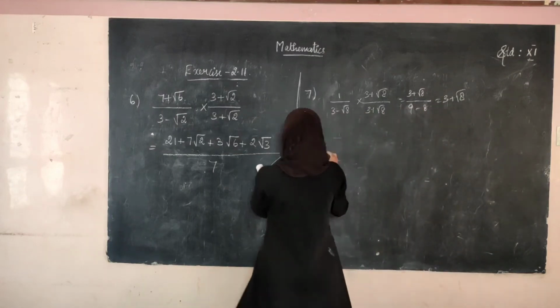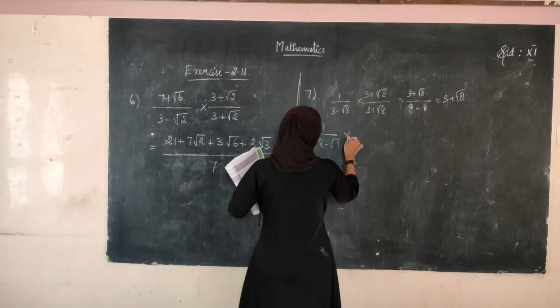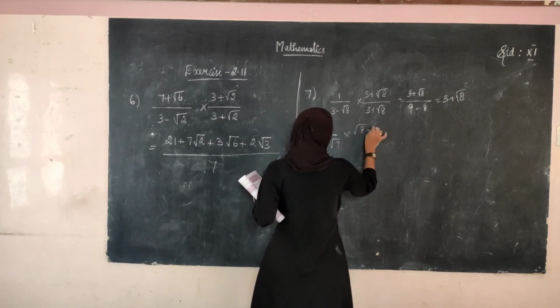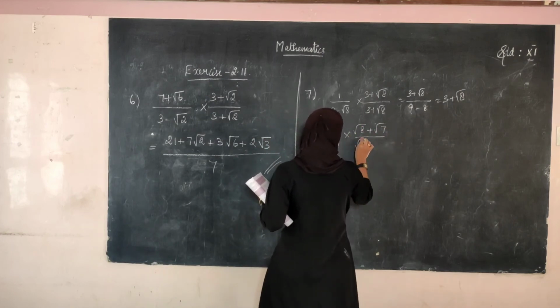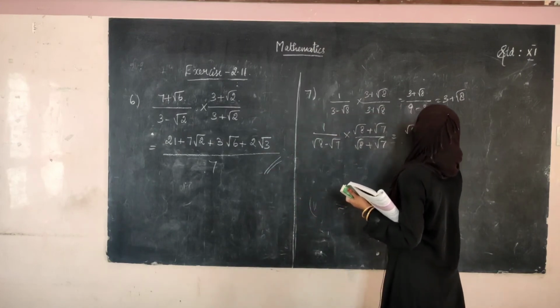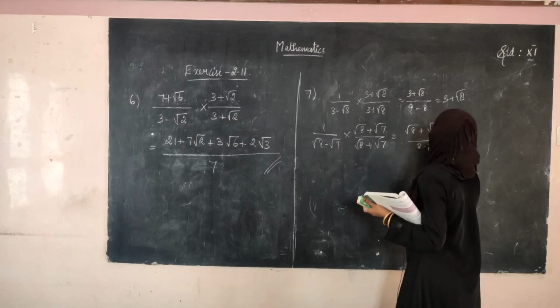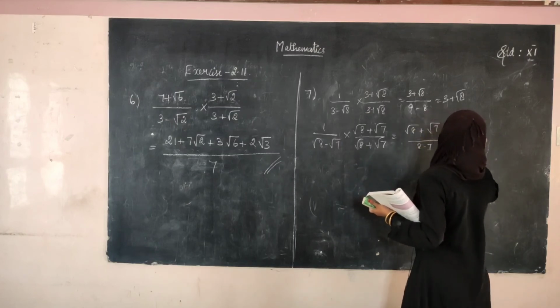And now let us take the next thing: root 8 minus root 7. Again multiply with its conjugate, root 8 plus root 7 divided by root 8 plus root 7. In the numerator we will be getting root 8 plus root 7 divided by 8 minus 7. So the answer is root 8 plus root 7.